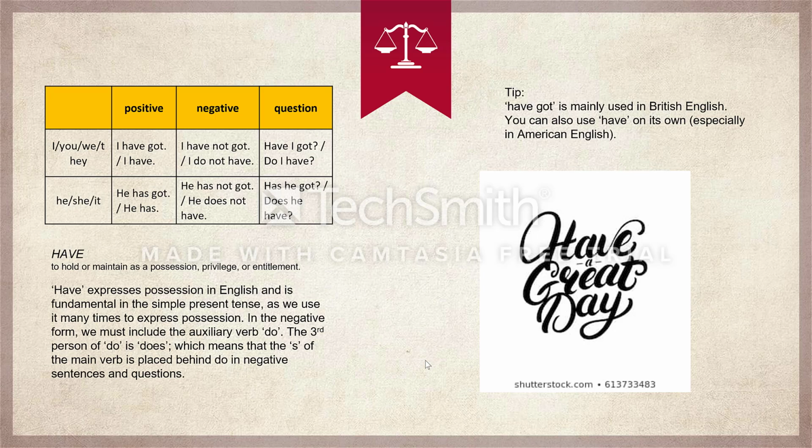But in the table, the examples that we have for the positive, negative, and the questions are all using have got. So you can see have, or he, she, it, would be has. So those are the two examples.